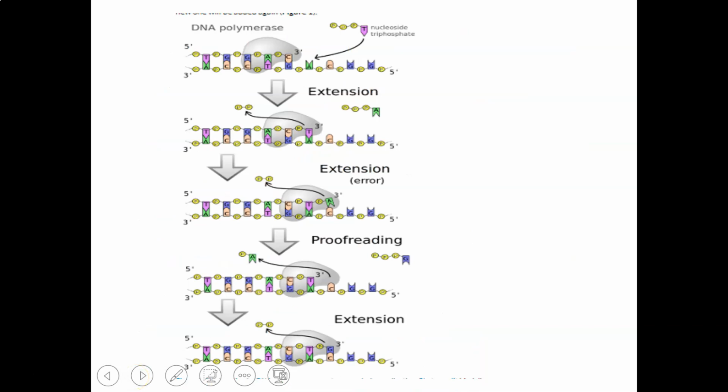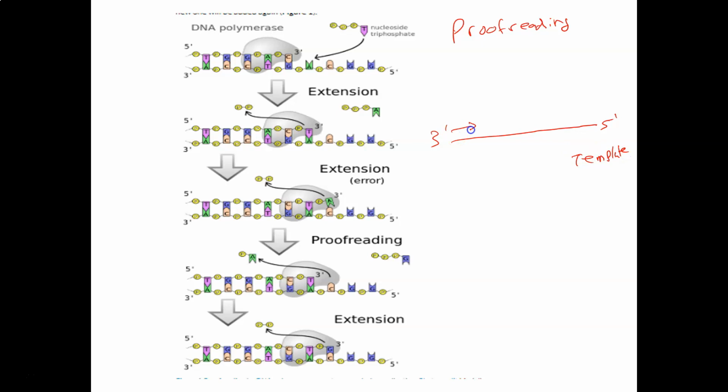So this is proofreading, and this happens during DNA replication, and it's relatively simple. So you know that in DNA replication you need a template, you need a primer, you need a polymerase, and you need some dNTPs. This is why I made you remember that, because it comes up all the time. Whenever you're talking about DNA replication, PCR, DNA repair, you need to know the basics of DNA replication.